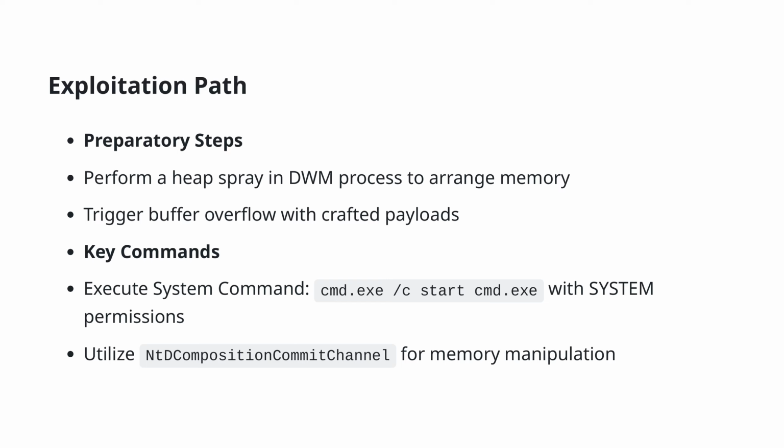In this instance, the attacker could use something like cmd.exe /c start keyman.exe to open a new command prompt with system privileges, providing them with extended control over the system. Additionally, the attacker can manipulate memory further with NtDCompositionCommitChannel, which allows for precise control over memory operations in the ongoing exploitation process. These steps, if successfully executed, lay the groundwork for an attacker to gain unauthorized access and potentially manipulate the system with significant implications.